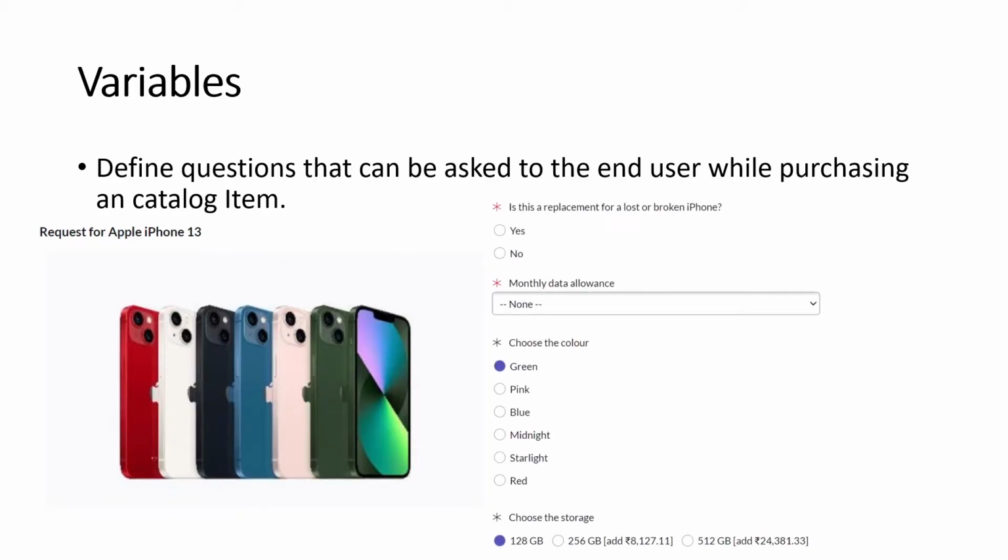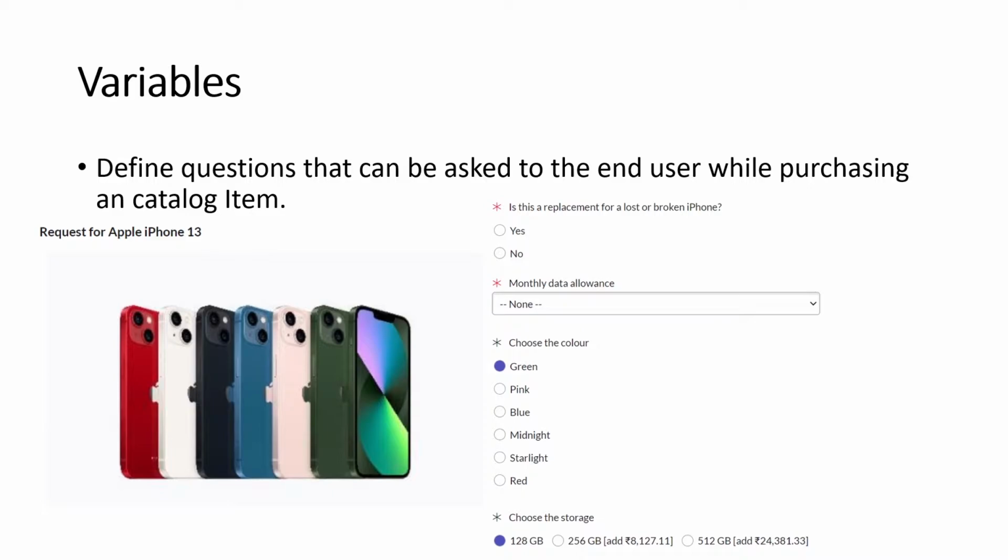And you can see these are the questions being asked when a user orders something. Like, is this a replacement first? Monthly data allowance? What's the user planning for? Choose the color. What are the different color options? What colors does the user want to choose, and choose the storage. So a variable is something where we can define these questions, what we want to ask the user, right?